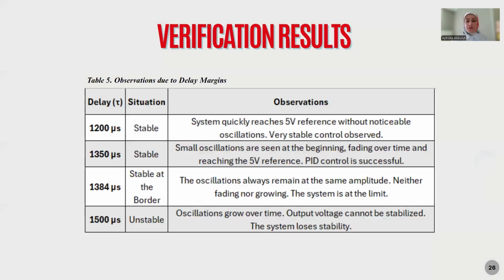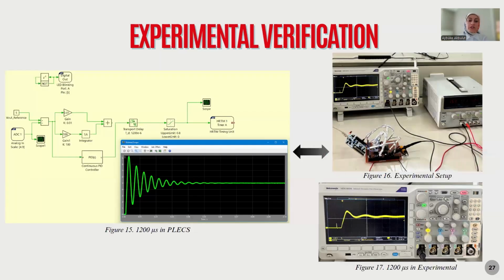When we look at the verification results section, the stability of the system decreases as the delay time increases. While the system was stable at 1200 and 1350 microseconds, borderline stability was observed at 1384 microseconds. At 1500 microseconds, it was determined that the oscillation grew and the system became unstable. On this page, we chose 1200 microseconds as the delay time to test it experimentally. Then we tested it both in Plecs simulation and the prototype circuit. Since it is the stable region, we see some oscillation at the beginning, but we reach 5 volts.